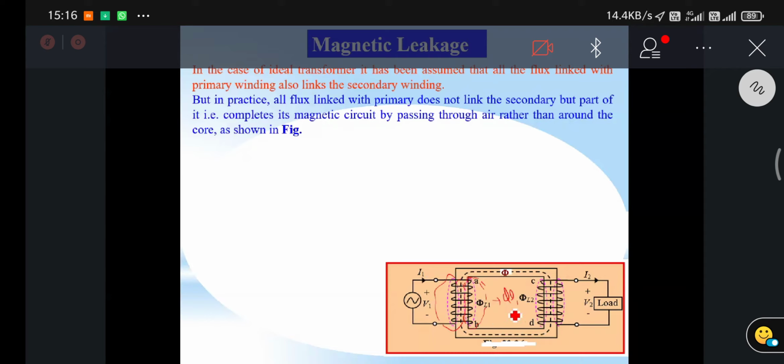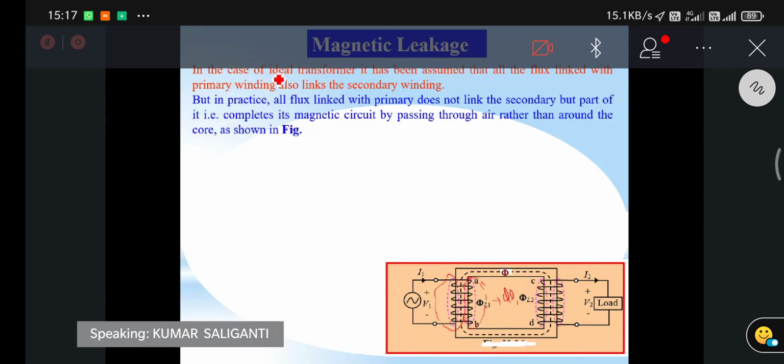This leakage flux pi L1 only links with the primary, not the secondary. The pi L2 only links with the secondary, not the primary. So these are the two leakage fluxes.